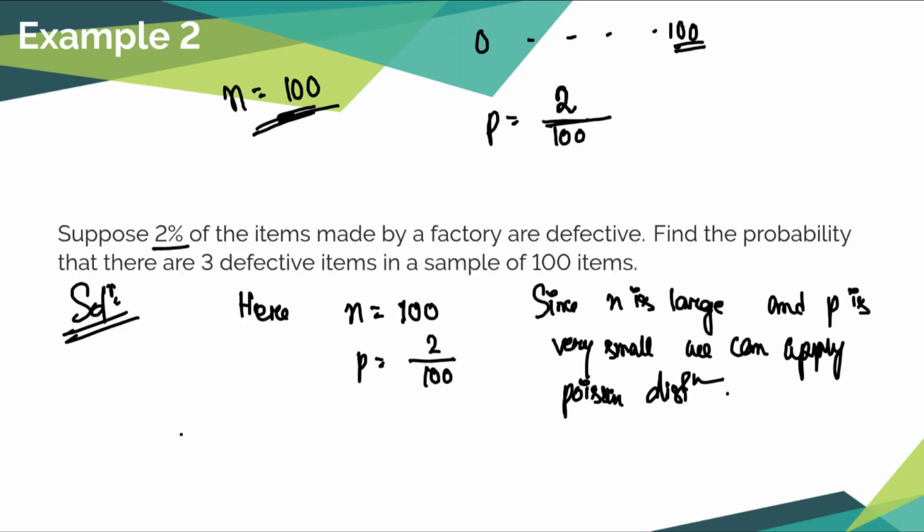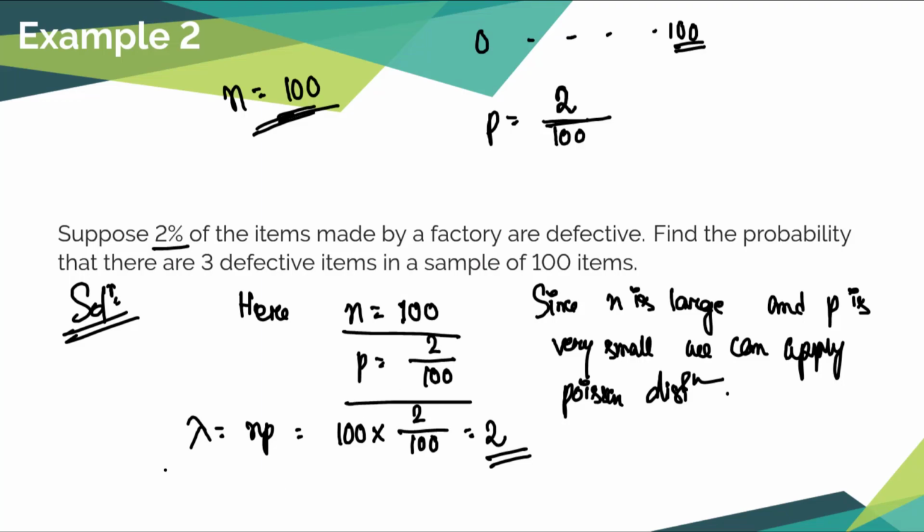So here lambda is equal to np, which is equal to, what is n? 100, p is 2 over 100, so lambda is equal to 2, right? So we got that the parameter for the Poisson distribution is 2. So n is the number of repetitions, p is the probability of success, and if you multiply them, you get the parameter of Poisson distribution lambda, and you got it as 2. And we are interested in getting 3 defective items, right? That means we are interested in probability of x equal to 3 when lambda is equal to 2.